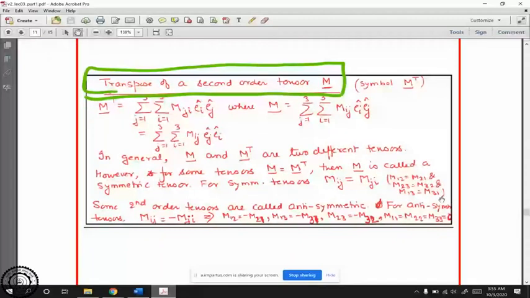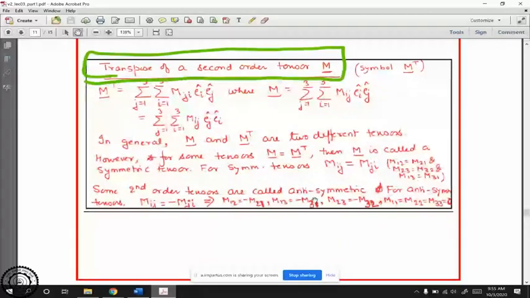Like the stress tensor is a symmetric tensor. The inertia tensor, from APL 100, was a symmetric tensor. Some second order tensors are called anti-symmetric tensors. When are they called anti-symmetric? When Mij equals minus Mji for all i, j. So this is the condition for a second order tensor to be called anti-symmetric. This relationship implies M12 is equal to minus M21, M13 equals minus M31, M23 equals minus M32, and M11, M22, M33 are all 0. Okay, it's an anti-symmetric tensor.